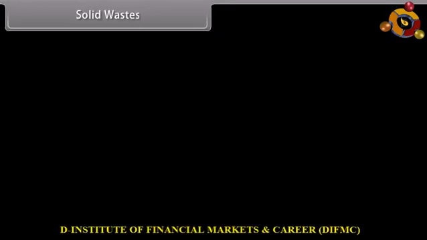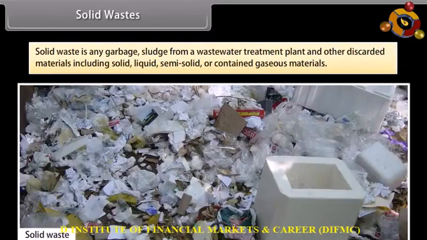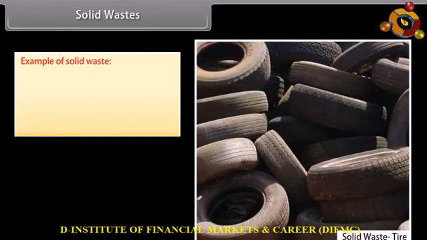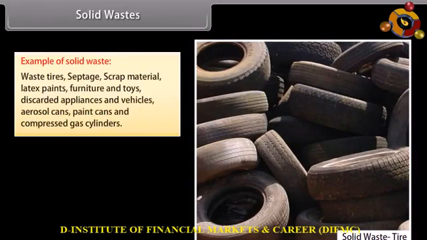Solid wastes. Solid waste is any garbage, sludge from a wastewater treatment plant and other discarded materials including solid, liquid, semi-solid or contained gaseous materials. Examples of solid waste: waste tires, septage, scrap material, latex paints, furniture and toys, discarded appliances and vehicles, aerosol cans, paint cans and compressed gas cylinders.